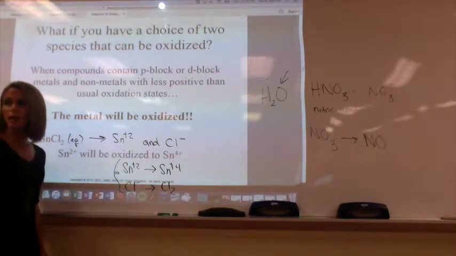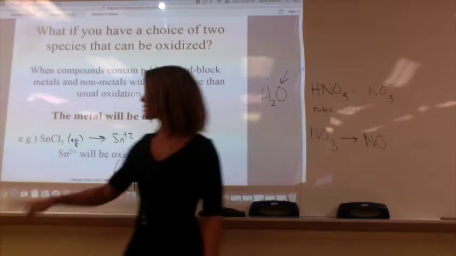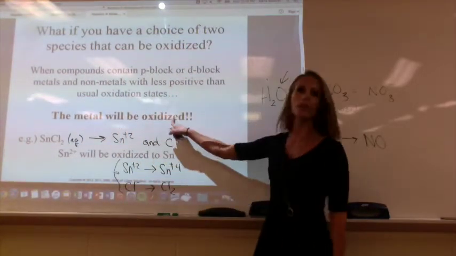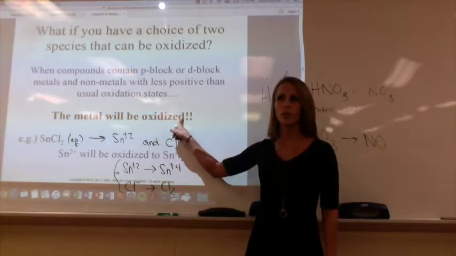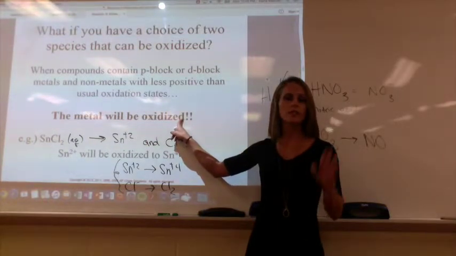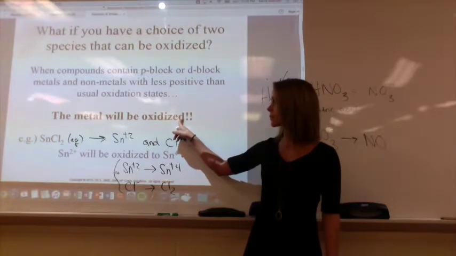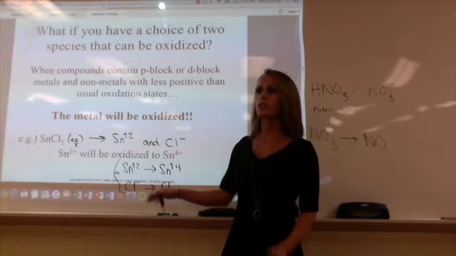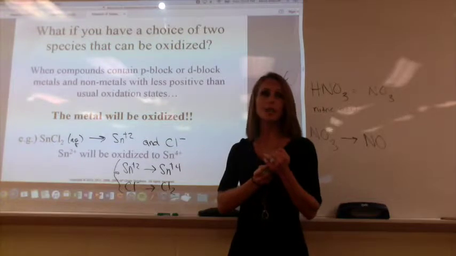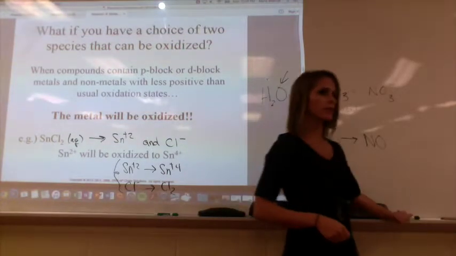So when you get stuck and you have to make a choice, this is why this slide is so important. The metal is always the correct one. If you have a choice, the metal gets oxidized. You don't treat the non-metal. Even though it's a possible oxidation, you just don't use it. The metal is going to get oxidized.